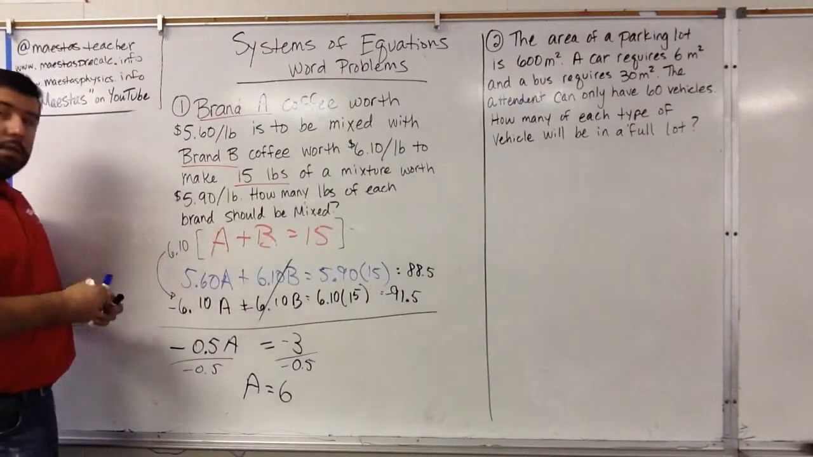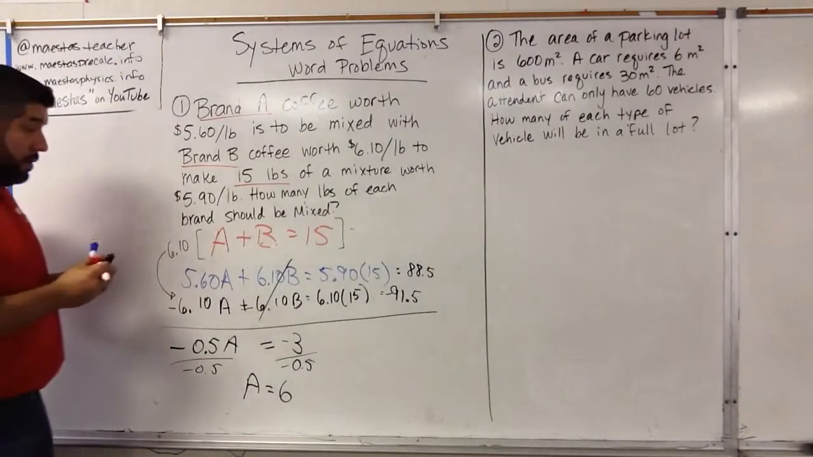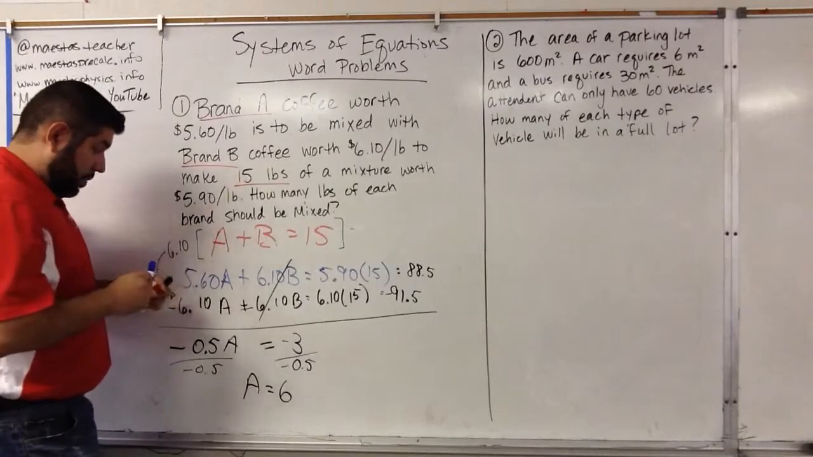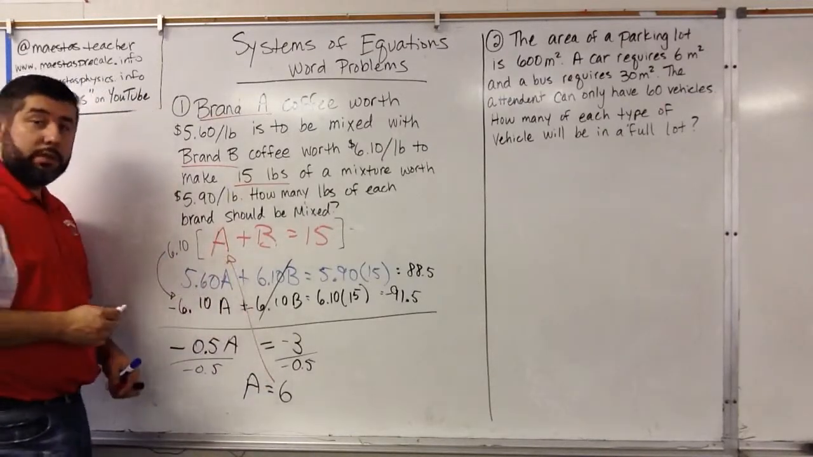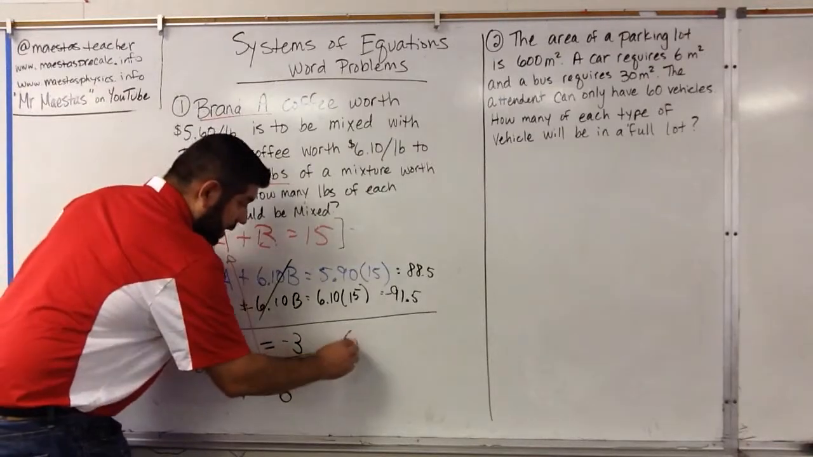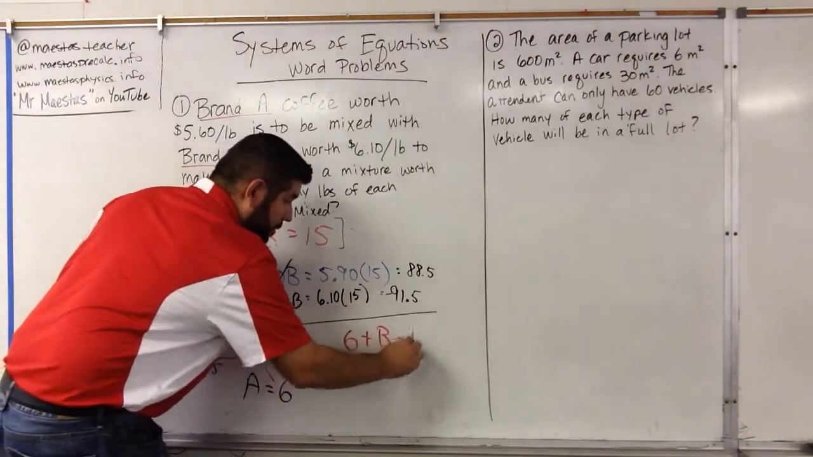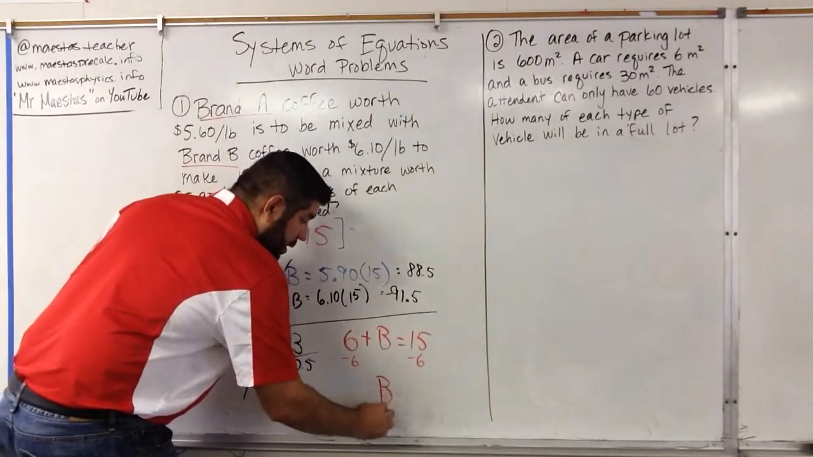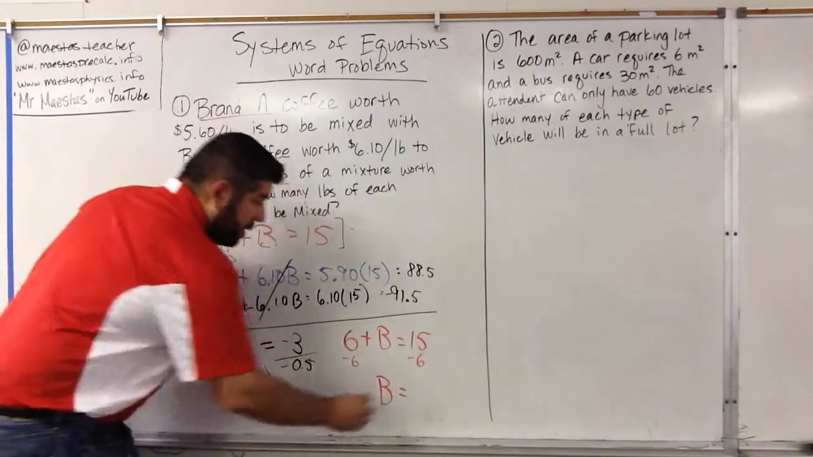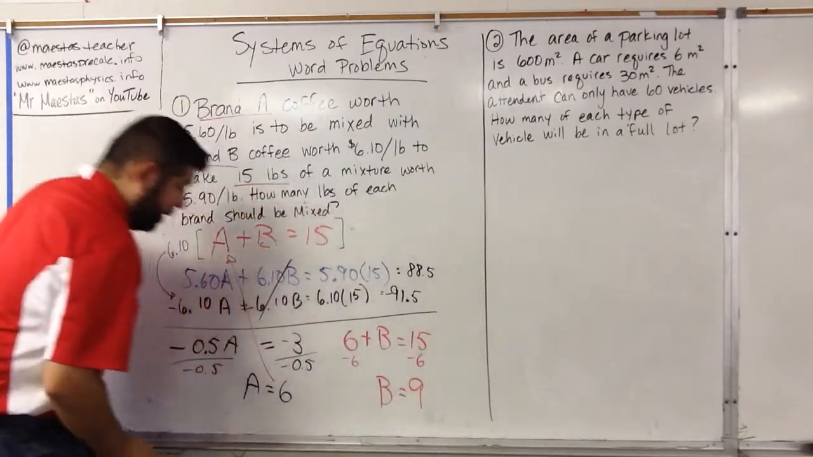So I'm going to do that right here. I'm going to plug A back into my original formula, this one here, and I'm going to get 6 plus B equals 15. Subtract 6 from both sides, and B is going to be 9.